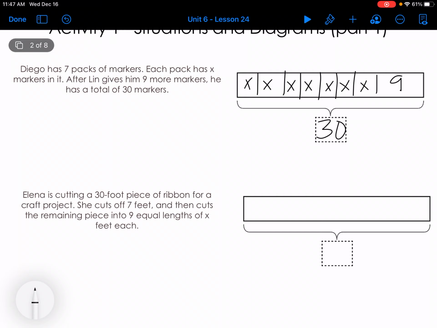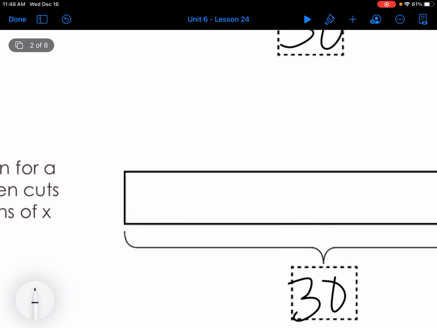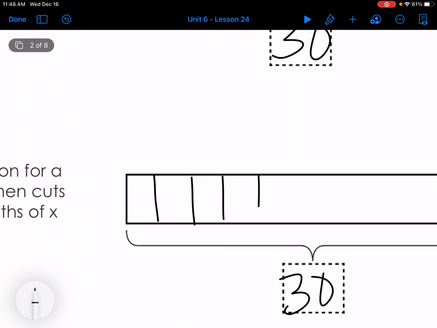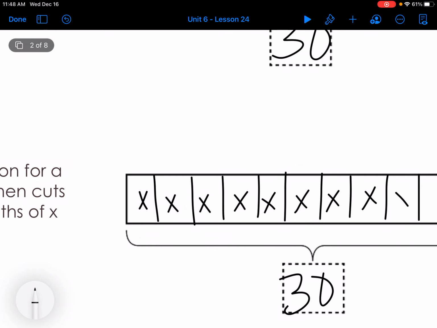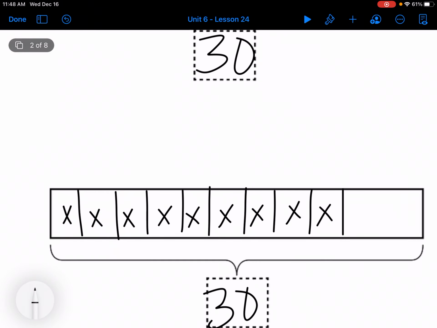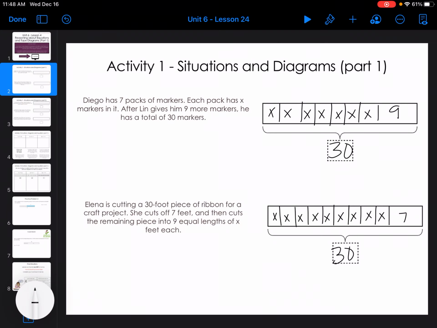So it says Elena is cutting a 30-foot piece of rope. So it's 30 feet. For a craft project, she cuts off 7 feet and then cuts the remaining piece into 9 equal lengths. So that's 1, 2, 3, 4, 5, 6, 7, 8, 9. And then she has a piece that's 7 feet long. All right, I know that it's equal, so that tells me that's where the X goes. This has X markers in it, and it's 7 packs. So that's how I knew it was 7 X's that time.